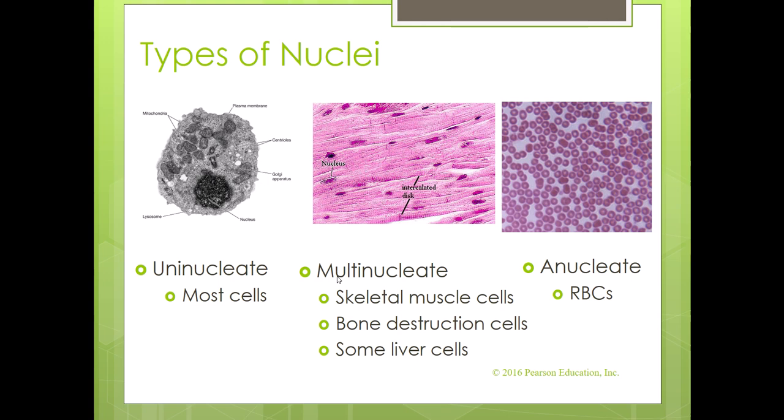And then there are some cells in the body that are anucleate, without a nucleus at all, like our red blood cells, for instance. Your red blood cells are basically just a sack of hemoglobin. They have lost all of their organelles, and they have lost their nuclei, although they don't start off that way. And you'll get a chance to talk about red blood cell development in A&P 2.